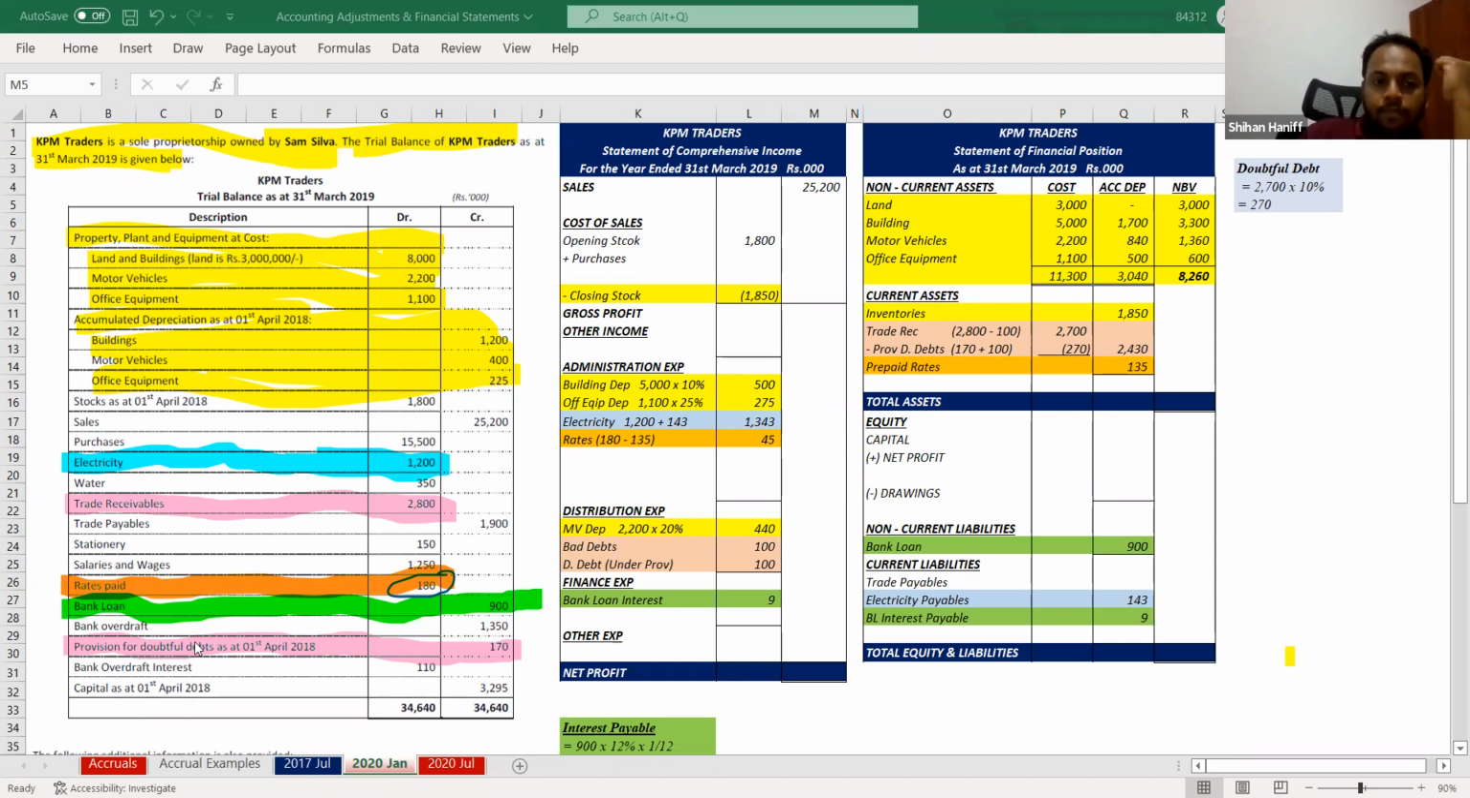Bank overdraft is a current liability. Overdraft interest is a finance expense. Overdraft is a current liability.